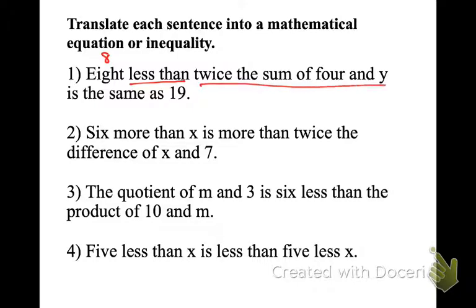That's a whole other chunk. How do I translate that? Twice the sum of 4 and y. Annabella? You put 4 plus y in parentheses. Twice the sum: 2 and then 4 plus y in parentheses. The twice, and we say the quantity of 4 plus y. Good.